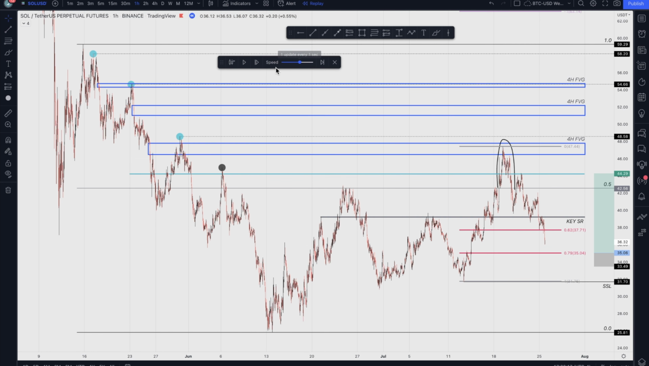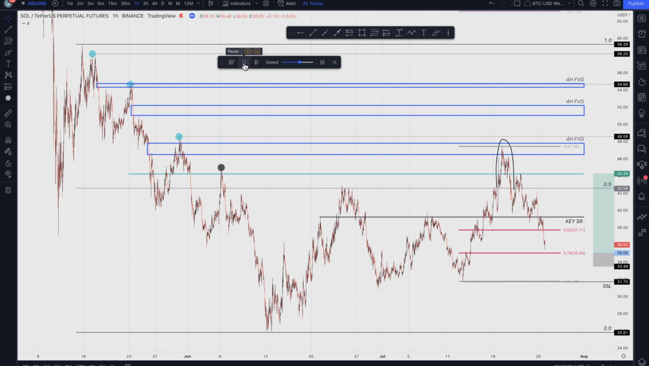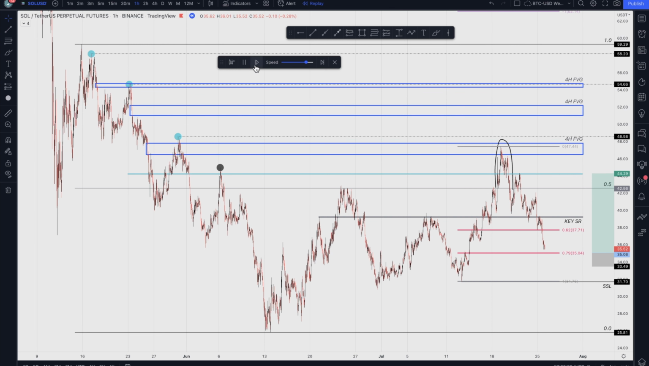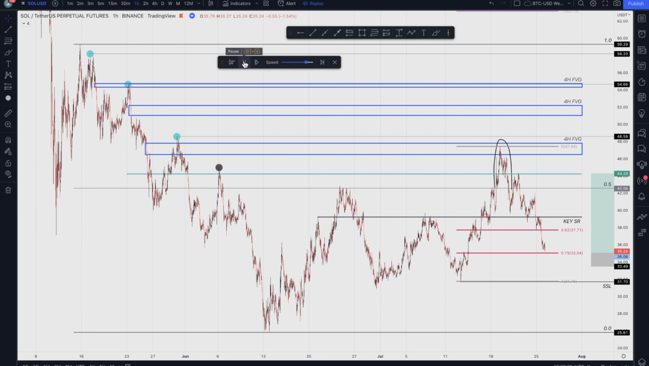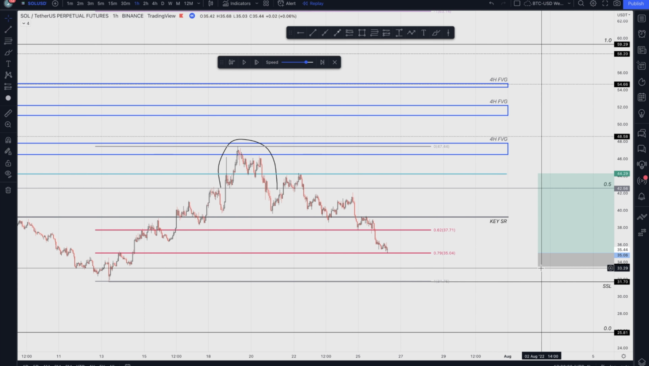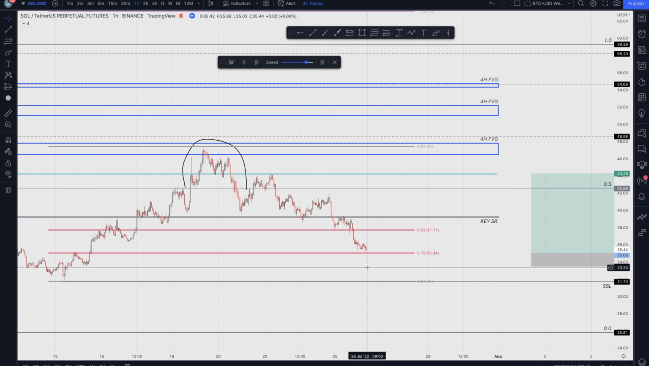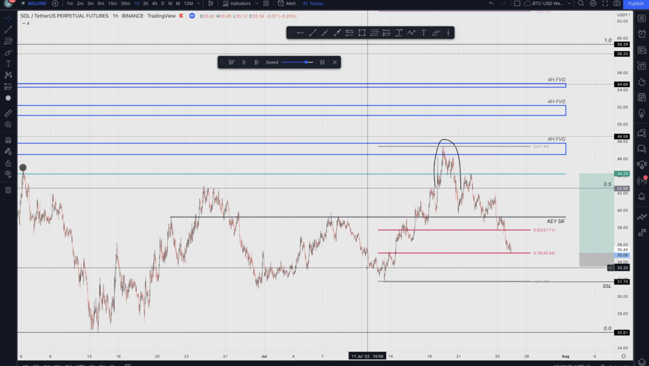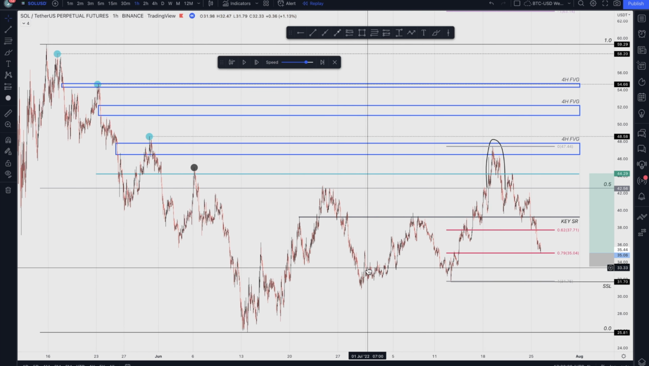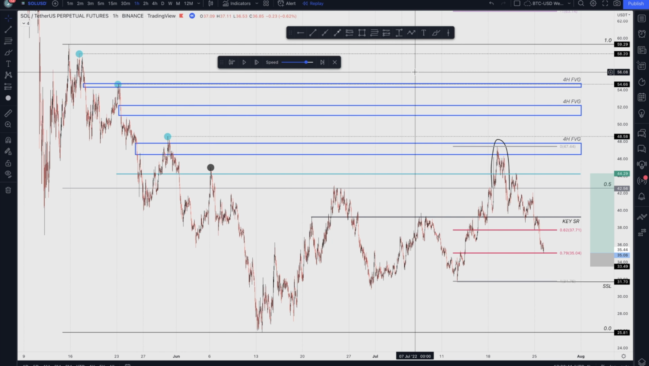Let me do this. This is a decent speed, I believe. I'll just speed it up a little bit more. Did you see that? We just touched the 0.79 level. And let's see how price reacts from there.